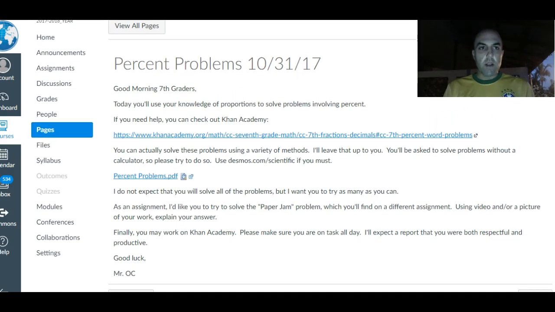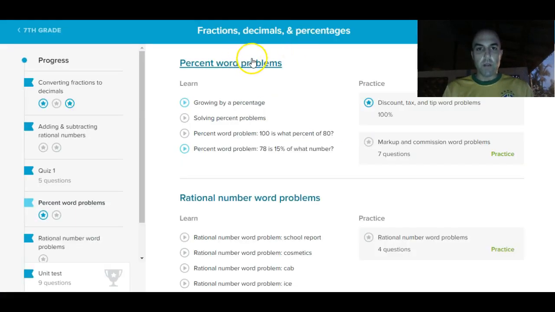Good morning, 7th graders. Today you'll use your knowledge of proportions to solve problems involving percent. Keep in mind you don't need to use proportions, but it's one method that works. If you need help, you can check out Khan Academy. There's a lot of work on Khan Academy for percent word problems. This is what it looks like right here.